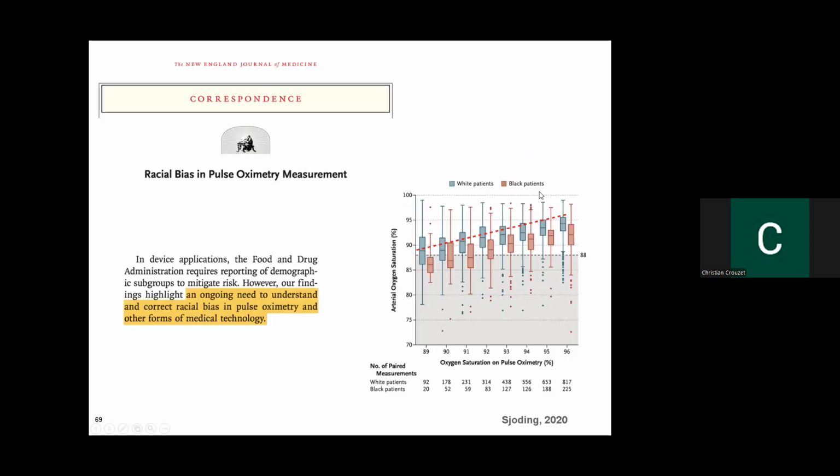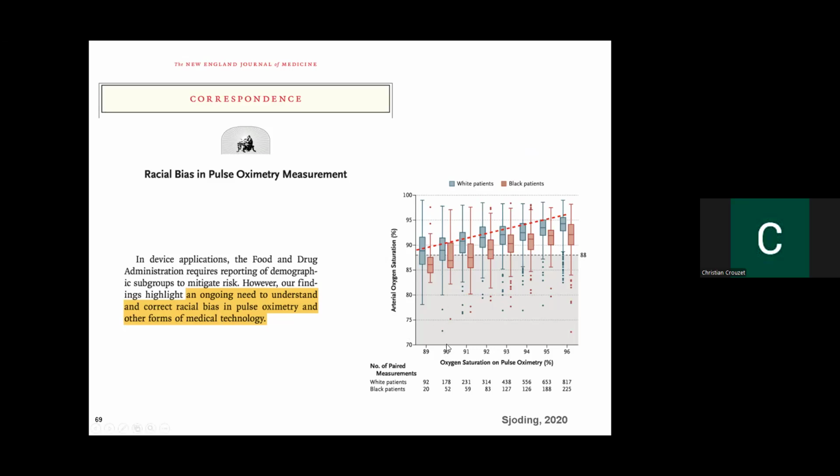One of the things where we think the SPG could have a really big impact is looking at racial bias. With individuals who have increased melanin in their epidermal layer, pulse oximetry is known to inaccurately measure oxygen saturation. This was a big publication in the New England Journal of Medicine, where on the x-axis you have the oxygen saturation from a pulse oximeter, and on the y-axis the arterial oxygen saturation from blood.